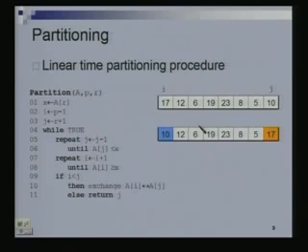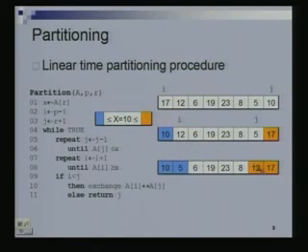Recall i is here at this point and j is here. Once again I am going to keep decrementing j till I find an element which is smaller than 10. I found one already, and I keep incrementing i till I find an element which is larger than 10. That I will find right here, and once again I will swap these things. So I swapped them and I continue with j.